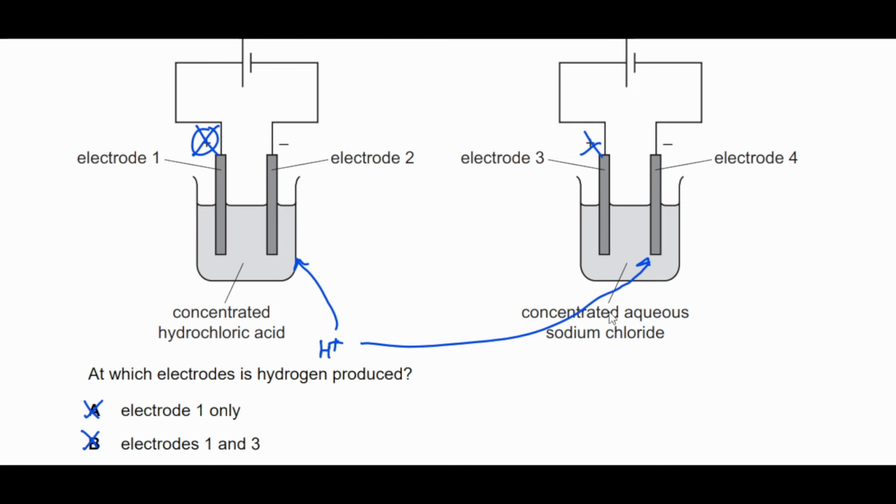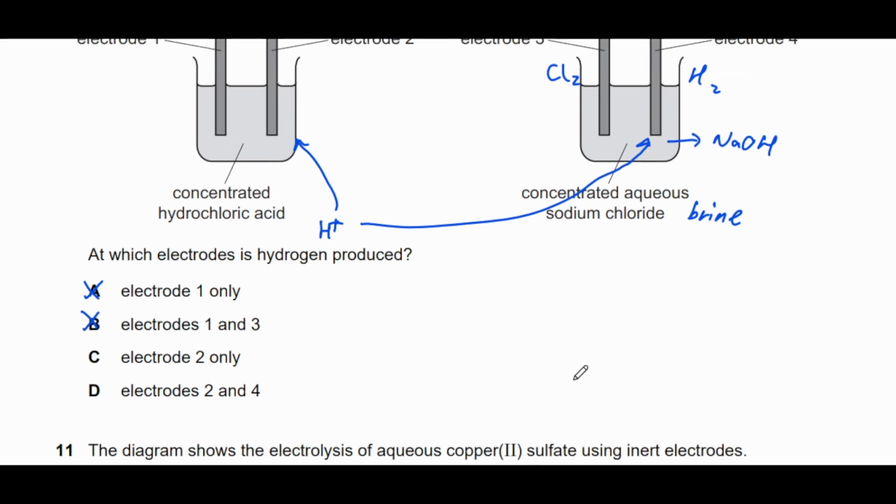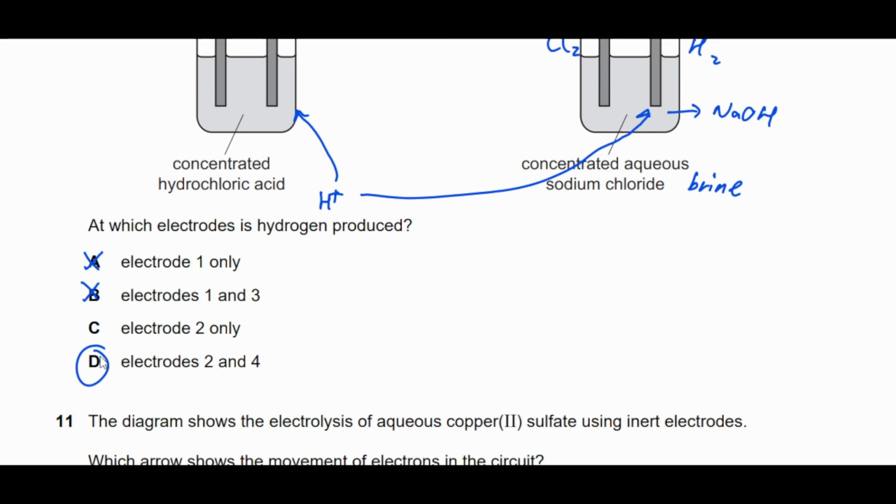Whenever you electrolyze concentrated aqueous sodium chloride, also known as brine, you will get chlorine at the anode, hydrogen at the cathode, and you'll be left with NaOH. Therefore, at which electrodes is hydrogen produced? 2 and 4. Answer is D.